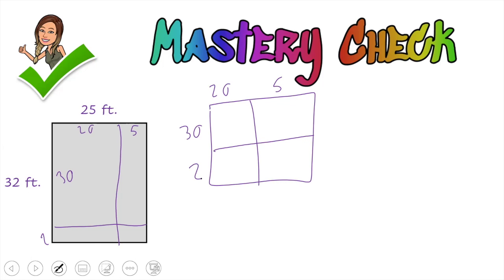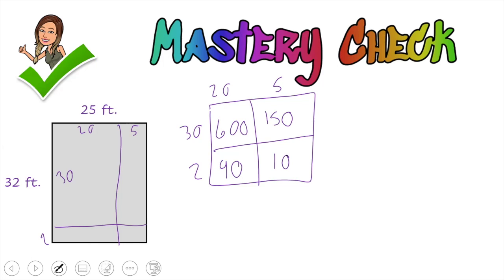Okay, 30 times 20. Let's see, I can take away the 2 zeros temporarily and do 3 times 2, which is 6. And then I add the 2 zeros for it to be 600. I do 30 times 5, take away the 0 of the 30, and do 3 times 5, which is 15, and the 0 comes back. 20 times 2, take away the 0, 2 times 2 is 4, 0 comes back to make it 40, and 2 times 5 is 10.